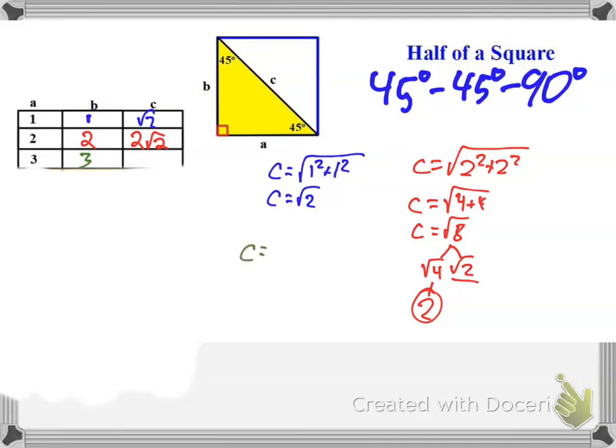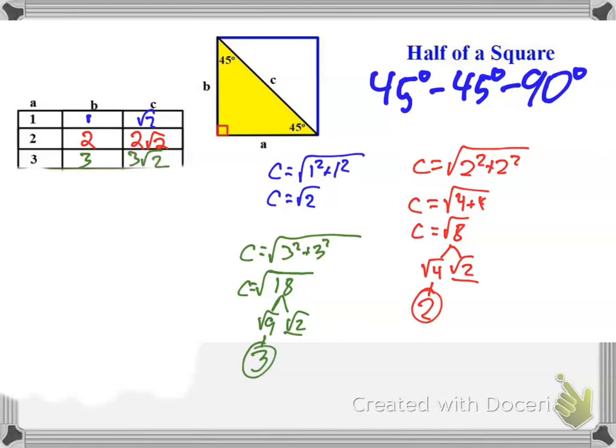So C is equal to the square root of 3 squared plus 3 squared. 3 squared is 9, so I have 9 plus 9, which is 18. Let's simplify that. 18 is 9 times 2. Square root of 9 is 3, out from under the square root, and the 2 is left over. So 3 square roots of 2.